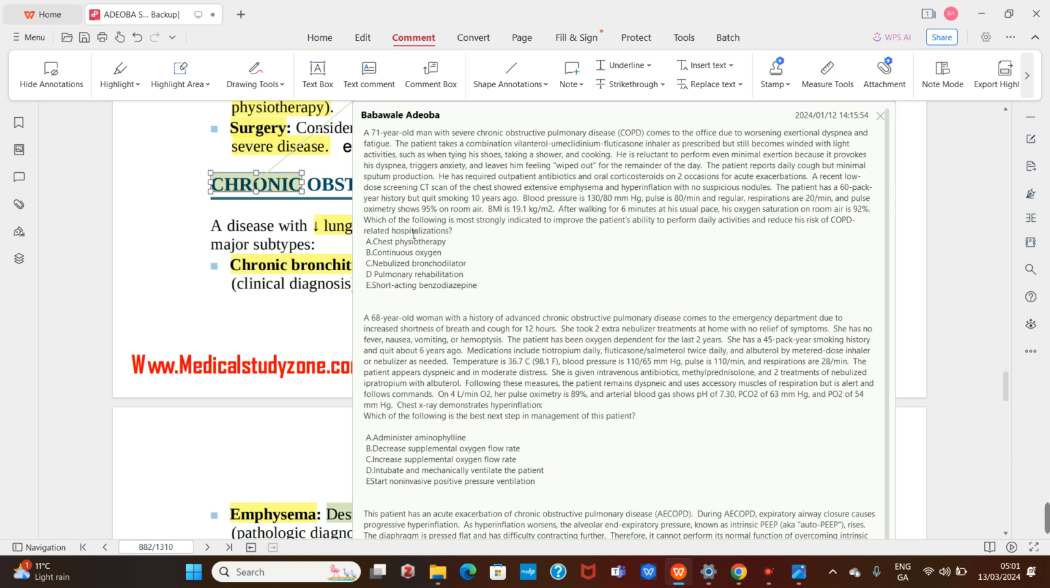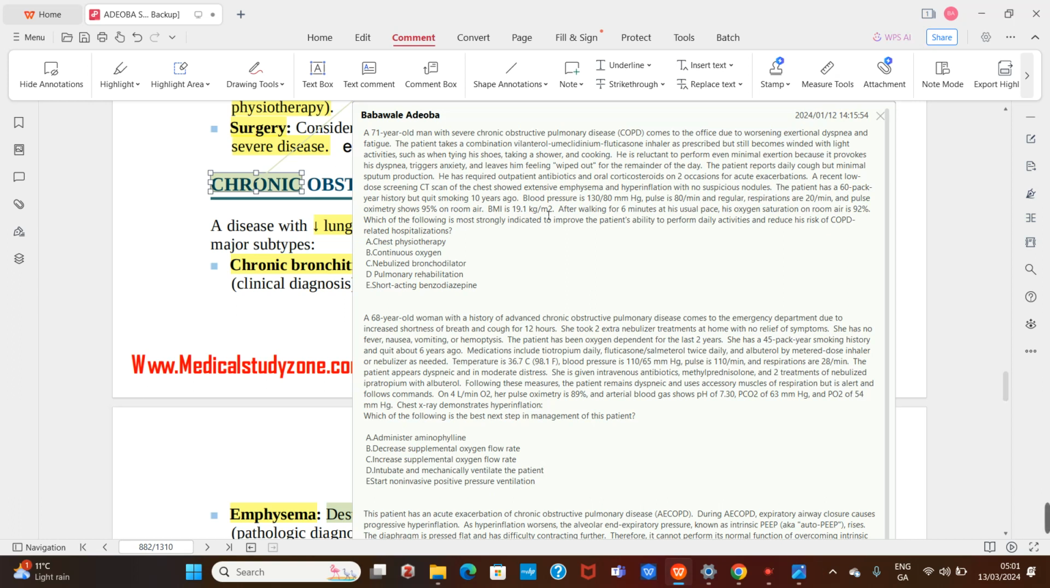A recent low-dose screening CT scan of the chest showed extensive emphysema and hyperinflation with no suspicious nodule. The patient has a 60-pack-year history but quit smoking 10 years ago. Blood pressure is 130, pulse is 80 and regular, respiration is 20, pulse oximetry shows 95% on room air.